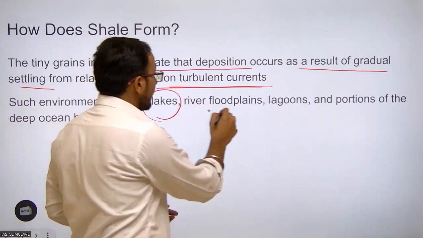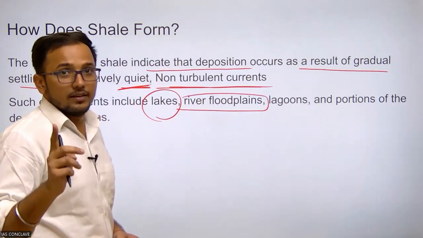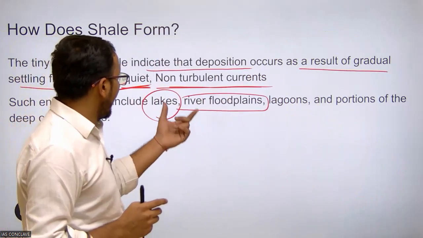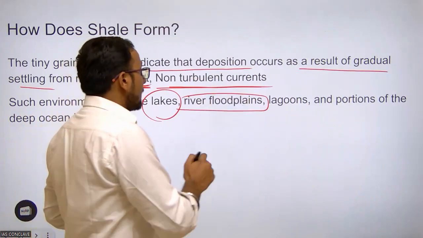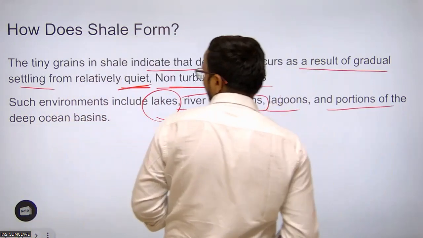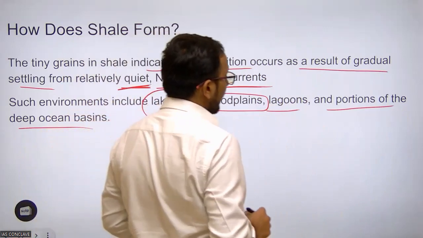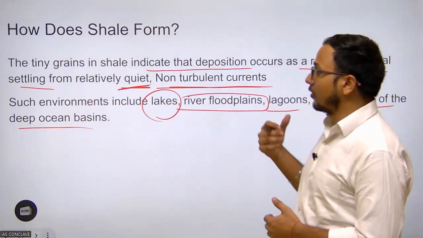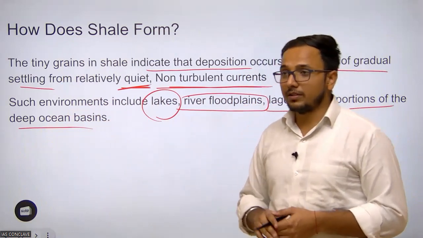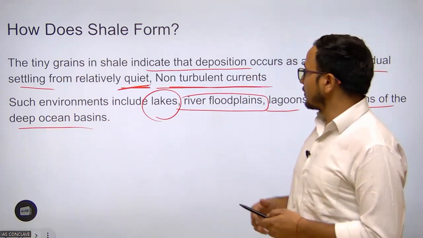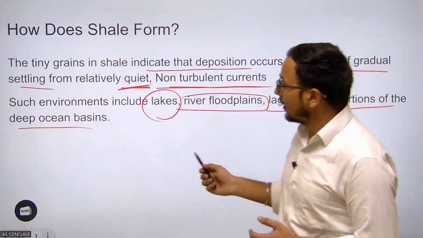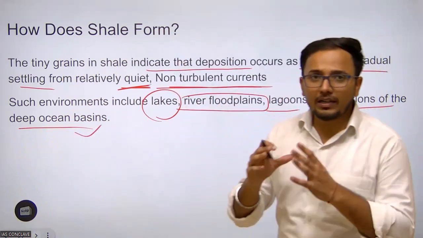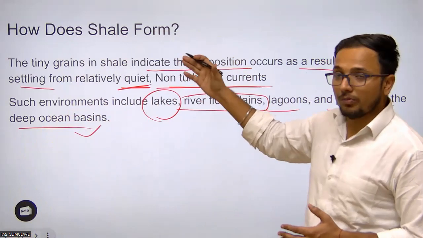These would be lakes, river floodplains, not river. That would not be river, because rivers have turbulent currents. Lagoons and portions of the deep ocean basins. The continental shelf would not be it either, because the continental shelf has various deltas and other features, so there are turbulent features on the continental shelf. That's why deep ocean basins are fertile ground for the formation of shale.